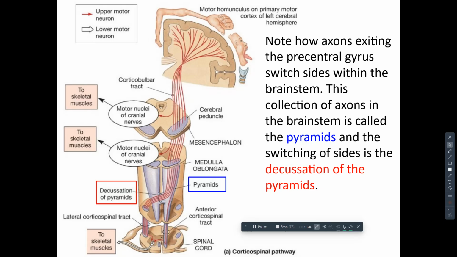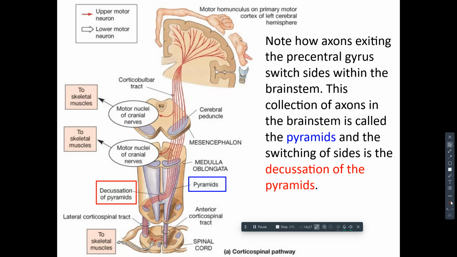So our left precentral gyrus controls the right side of our body, and our right precentral gyrus controls the left side of our body. Now, the actual switching of sides has a name. It is called the decussation of the pyramids. And remember, the pyramids are that collection of axons in the medulla oblongata. And the word decussation basically means to form an X.